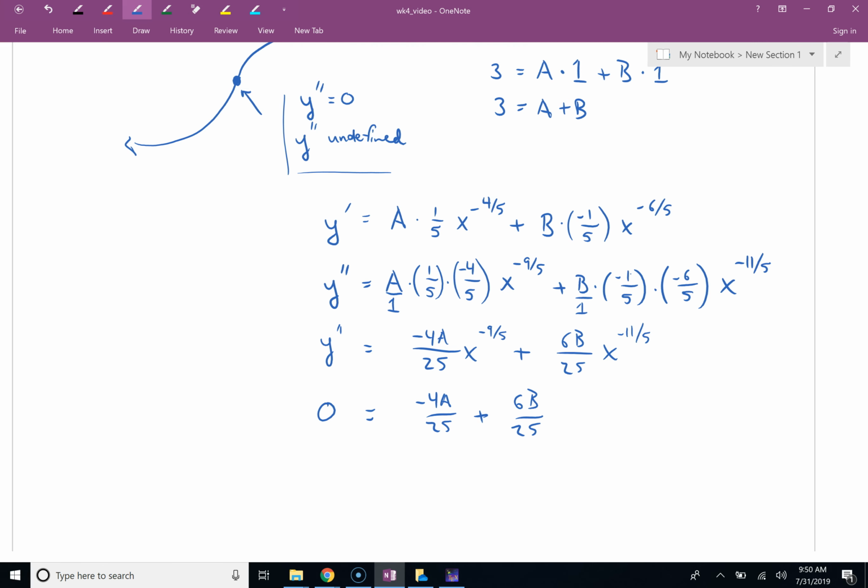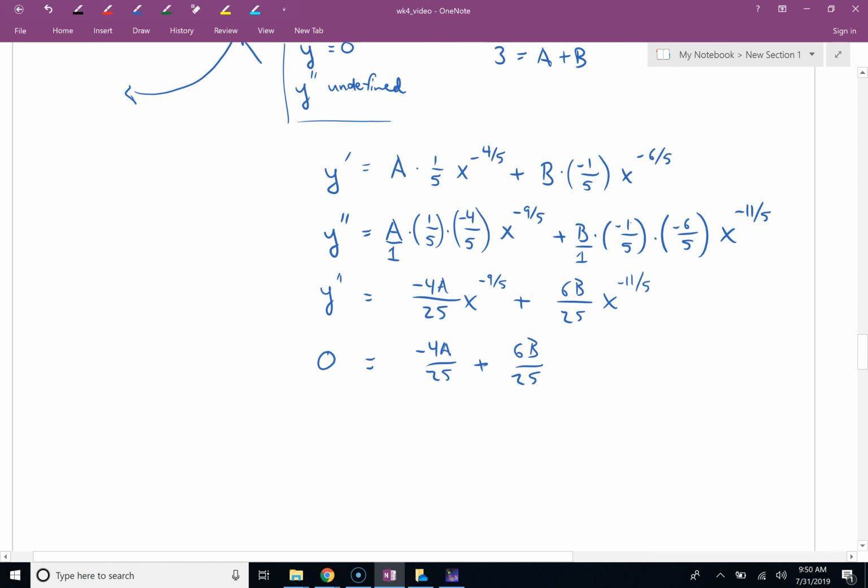Let's go ahead and simplify this down a little bit. First thing, I don't really like fractions so much, so I'm going to multiply through by 25.